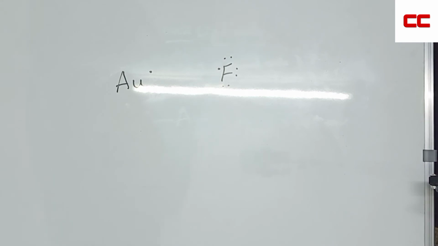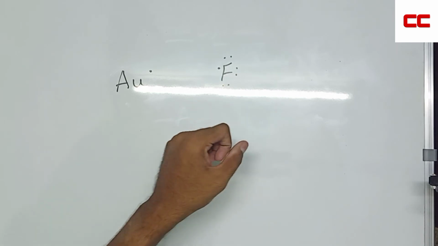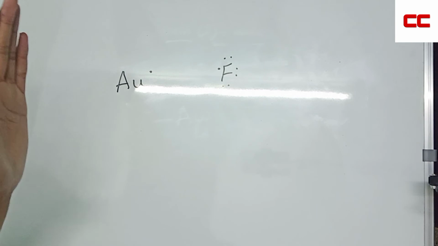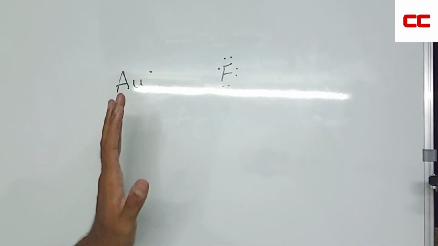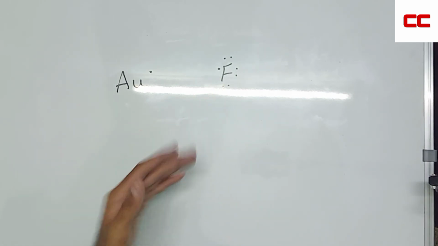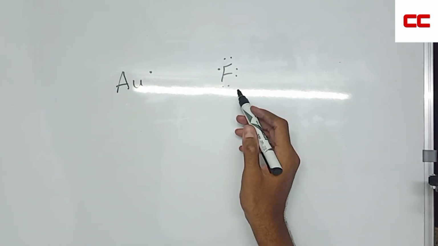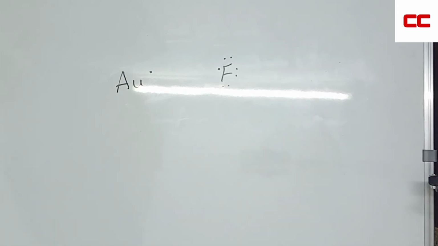If you see carefully, which is easier to form? Giving away 1 electron is easier or taking away 7 electrons is easier? See, gold, which has only 1 electron, needs 7 electrons from fluorine to complete the octet. But fluorine, which already has 7 electrons, belonging to the halogen group and the 17th group, if it gets one more electron, it can easily complete its octet. When is an octet completed? An octet is completed when an element has 8 electrons around it.